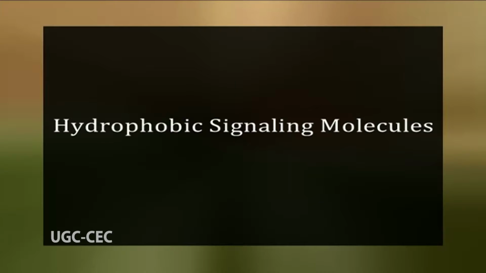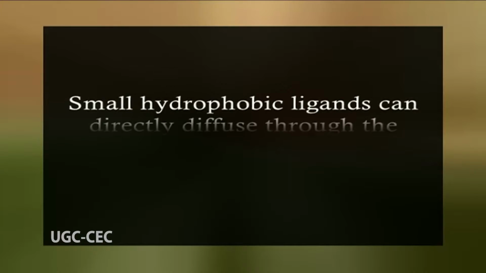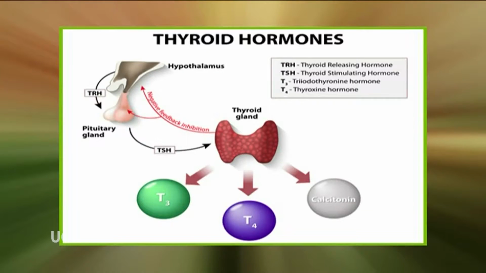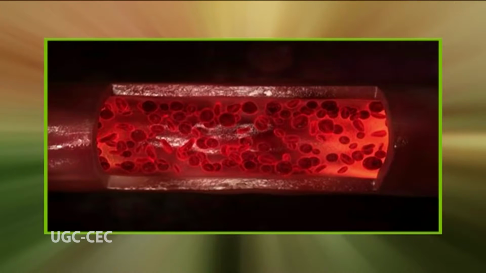After hydrophilic signaling molecules, let me now explain some hydrophobic signaling molecules. Small hydrophobic ligands can directly diffuse through the plasma membrane and interact with internal receptors. Two important members of this class of ligands are the steroid hormones and eicosanoids. Other hydrophobic hormones include thyroid hormones and vitamin D. In order to be soluble in blood, hydrophobic ligands must bind to hydrophilic carrier proteins while they are being transported through the bloodstream. Now, let us discuss a few of them.